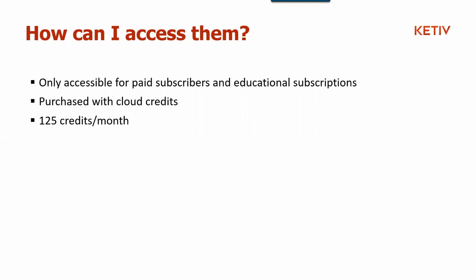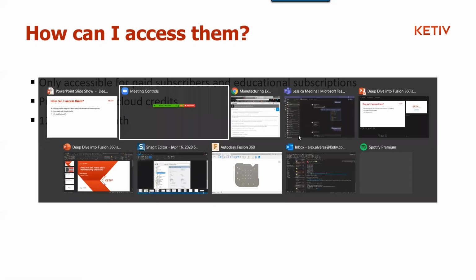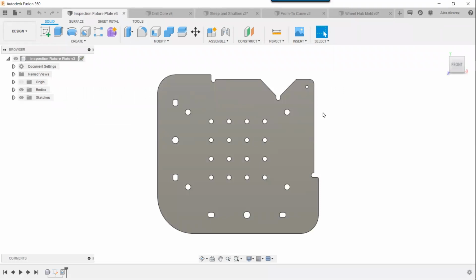So we've got some of the miscellaneous items out of the way. Let's go ahead and dive into the software and see exactly what these manufacturing extensions look like. This is going to be Fusion 360. If you're not familiar with the software, this is your first time seeing the environment.